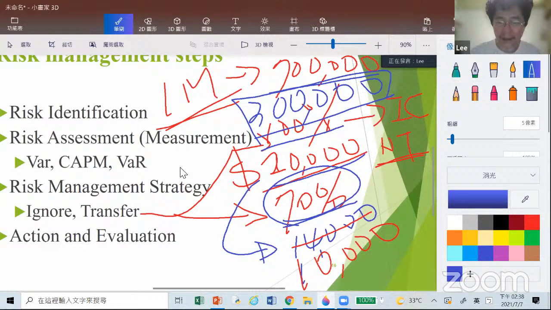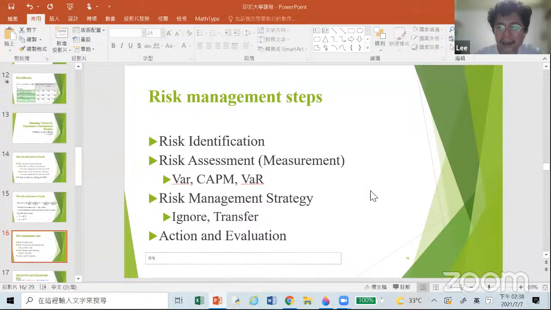So this is about a risk management strategy. You can transfer, you can buy insurance, or you can use some other tools to reduce the risk.